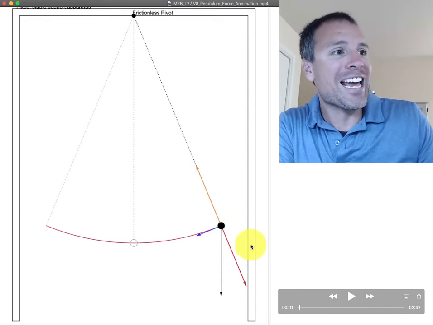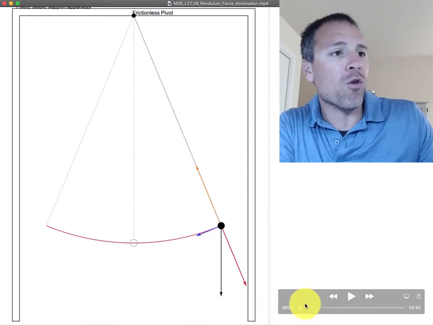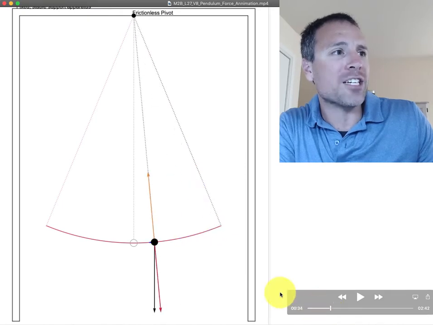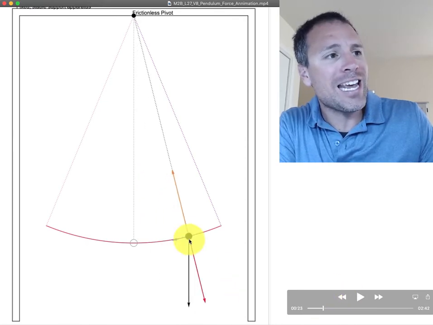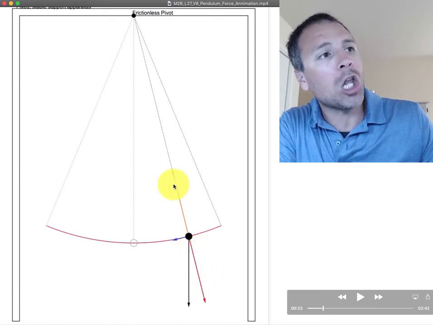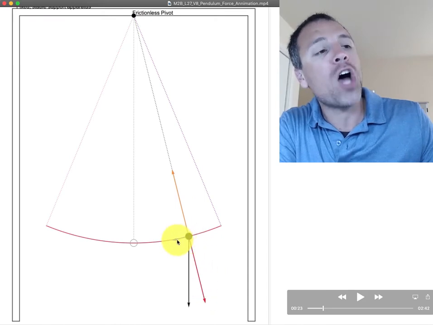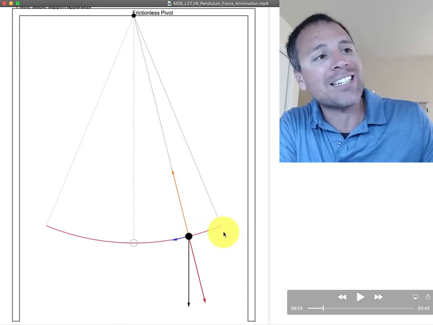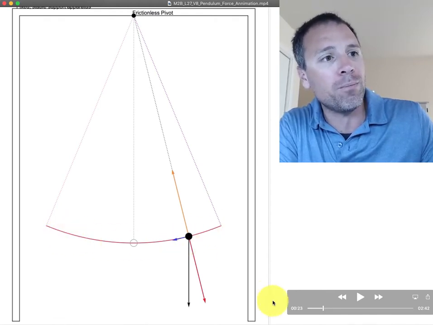Specifically, we can actually animate what's happening. So in this animation, you're going to see here's the bob. I'm going to represent the chord as a dotted black line. That's what you see here. And then the tension force is in orange. The force of gravity in the direct vertically down position is in black. The component of the force of gravity along the axis defined by the chord is in red. And then the orthogonal component along the axis tangent to the path traced by the pendulum bob is in blue.